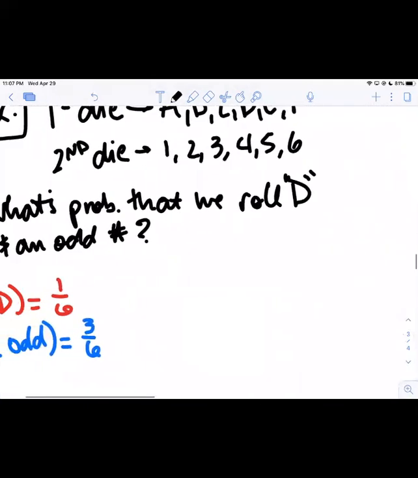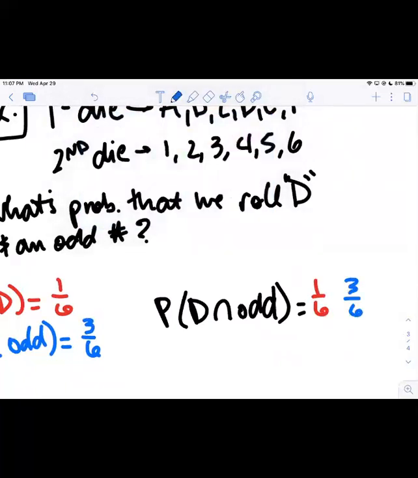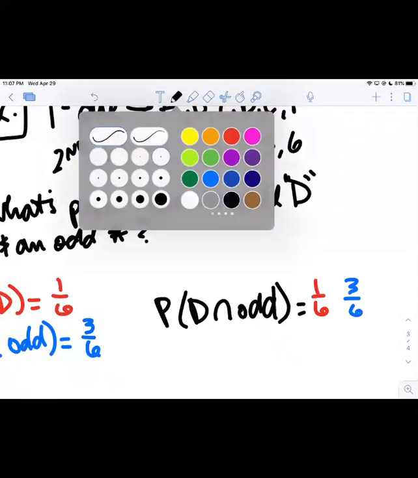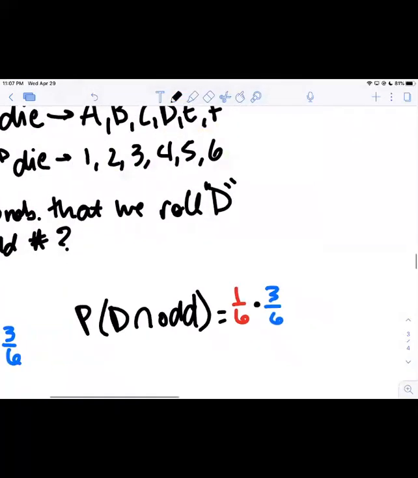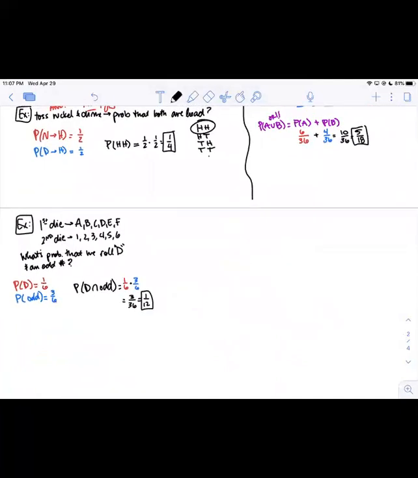So I'm going to do probability of D and odd is going to be 1 over 6 times 3 over 6. When we multiply those two together, we get 3 over 36, and then that's going to simplify down to be 1 over 12, which is my final probability.